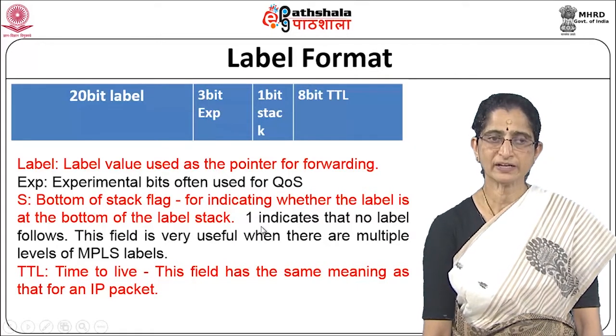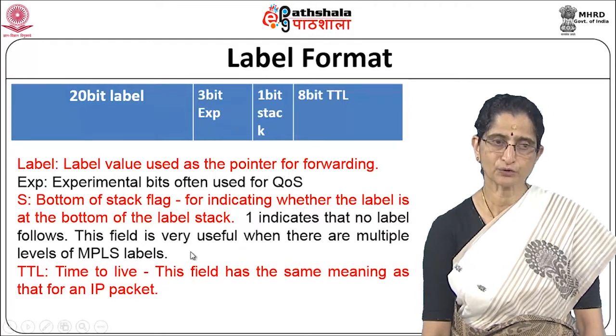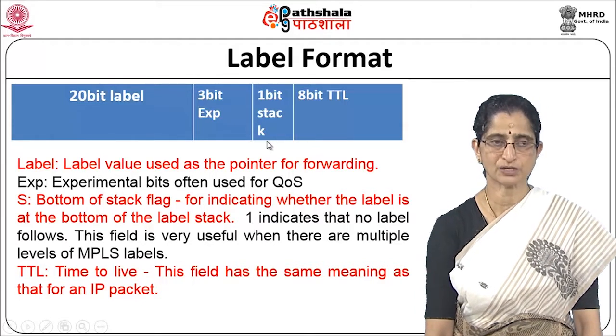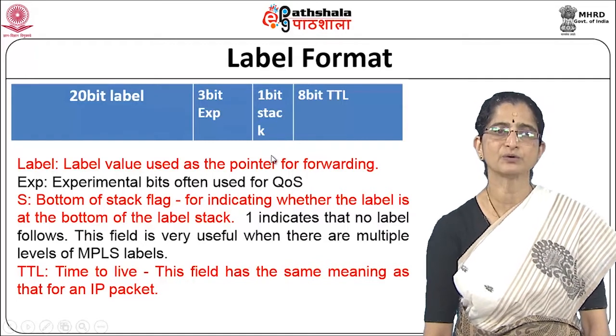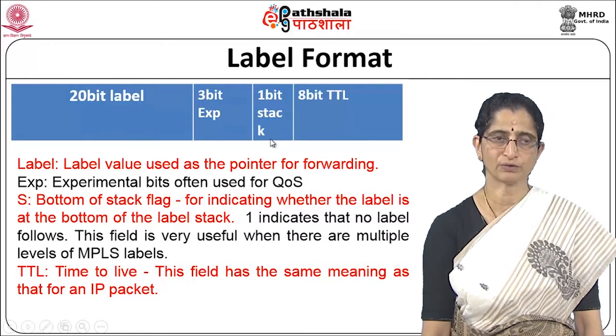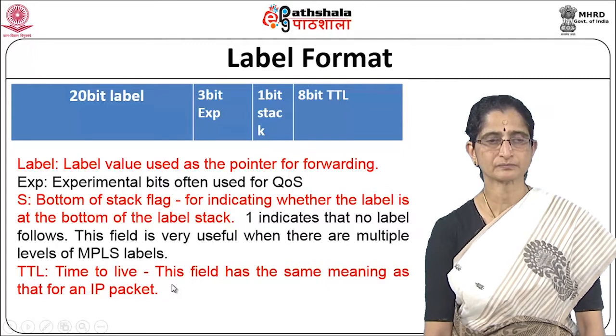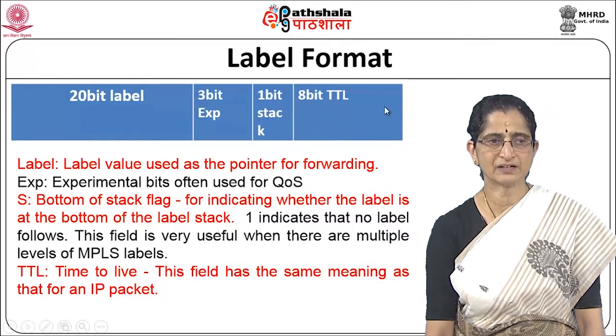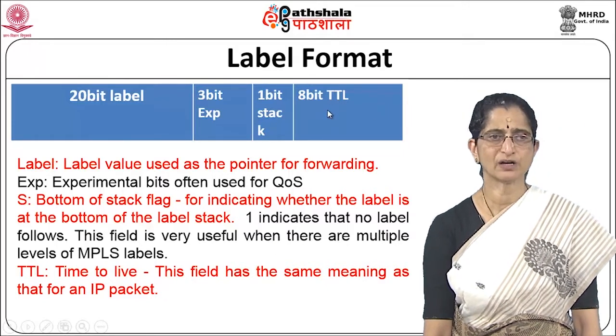Okay. So one indicates that no label follows. So this field is useful for you to process these labels. Okay. So you know whether you need to process it further or whether you need to remove the label or whatever you need to do with the particular label. Okay. And then there is an 8-bit TTL field, time to live field, which is very similar to that of an IP packet.